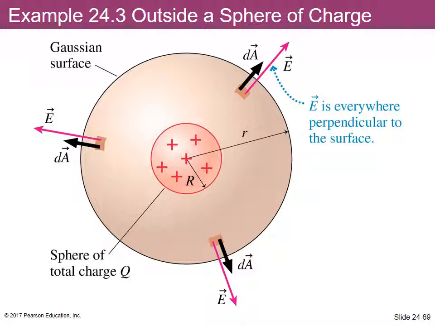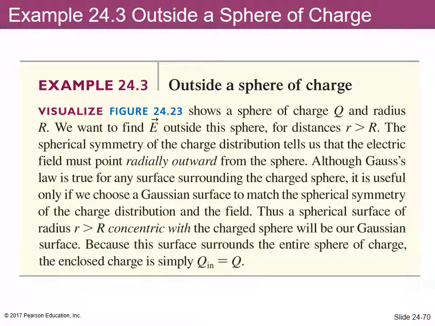The figure shows a spherical Gaussian surface surrounding a sphere of charge. The figure on the previous slide shows a sphere of charge Q of radius R. We want to find the electric field outside the sphere, for distances r greater than R. The spherical symmetry of the charge distribution tells us that the electric field must point radially outward from the sphere.